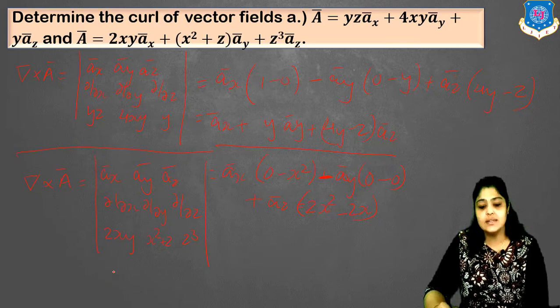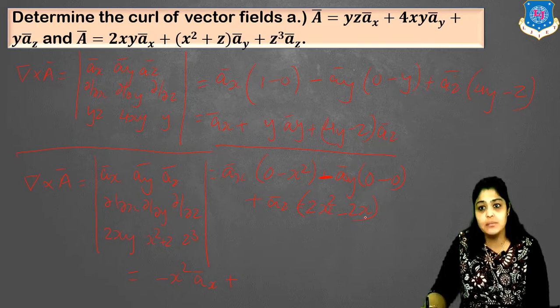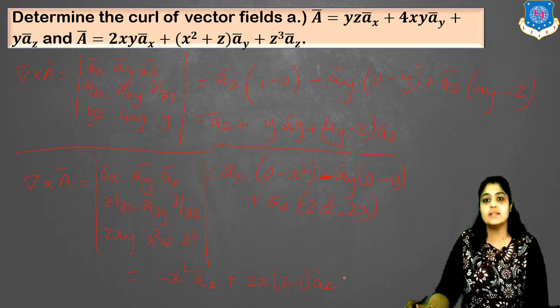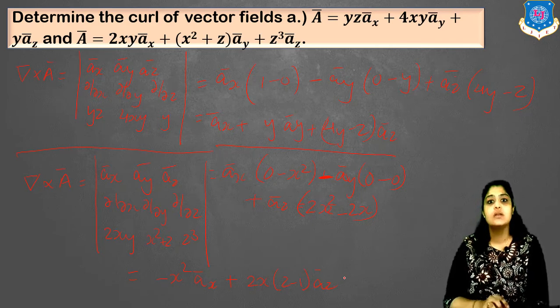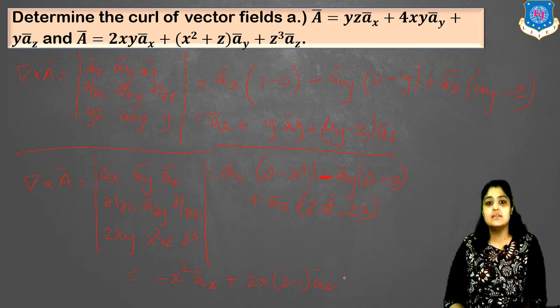So we have the answer as minus x² a_x plus, I just take 2x common because here I have 2x² minus 2x, so I just take 2x common, into (z minus 1) into a_z. The y term, the unit vector a_y term would be 0 because it's 0 minus 0. So multiplied by a_y gives us 0.